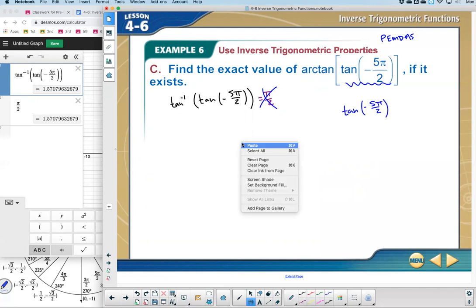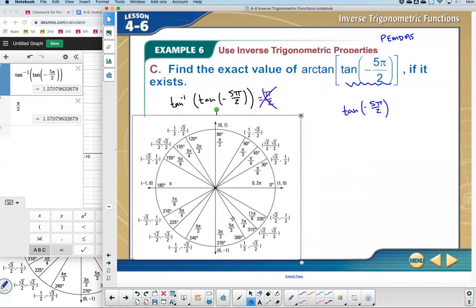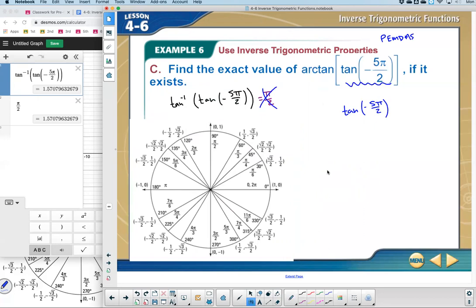So using the unit circle, negative 5 pi over 2, I'm going down negative pi, so there's negative half pi, negative 2 halves of pi, negative 3 halves of pi, negative 4 halves of pi. This is negative 5 halves of pi. That right there is equal to negative 5 pi over 2. And so I'm wanting tangent, which means I need the y divided by the x. Negative 1 divided by 0.